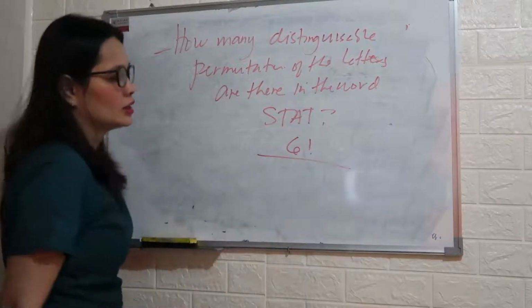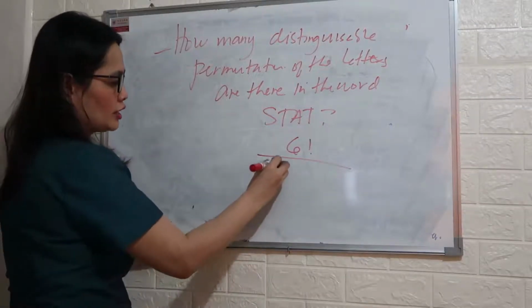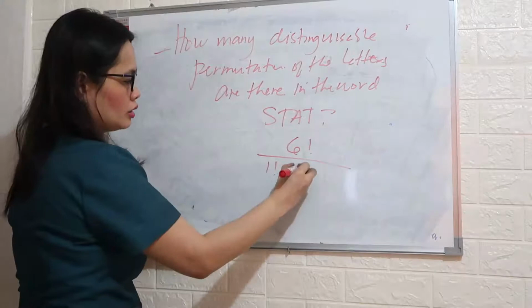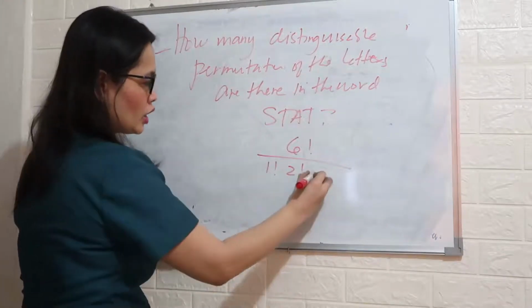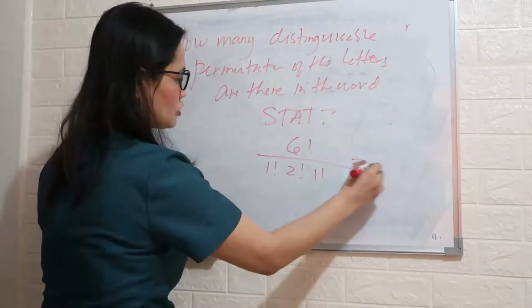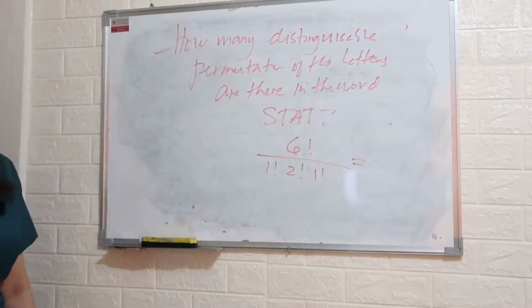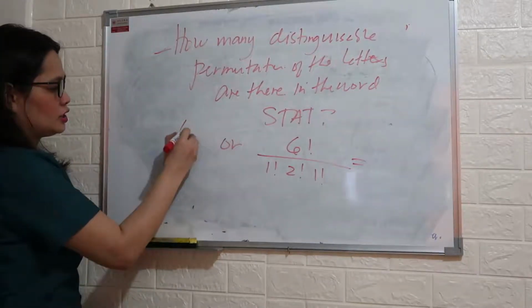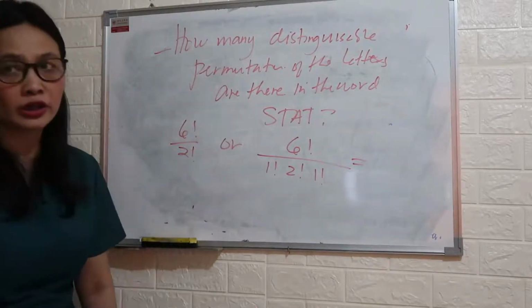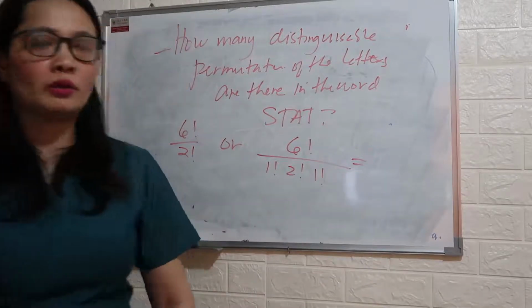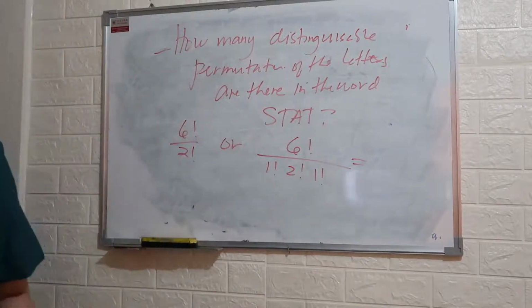Okay. You need to divide it. How many S? There is 1 S. So that will be 1 factorial. There are 2 T. So you do have 2 factorial. And then 1 A. So 1 factorial. So what will be the answer? It is the same as 6 factorial over 2 factorial because 1 factorial is 1. Okay? So what will be the answer? 360.